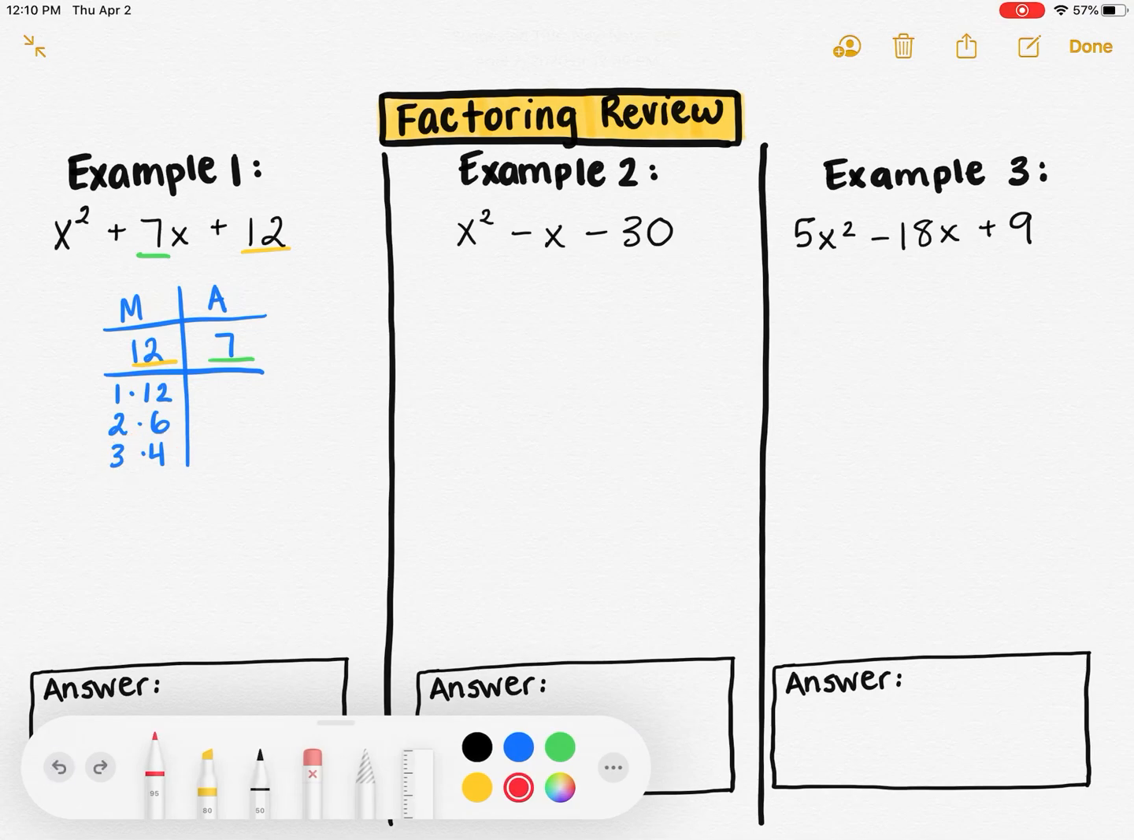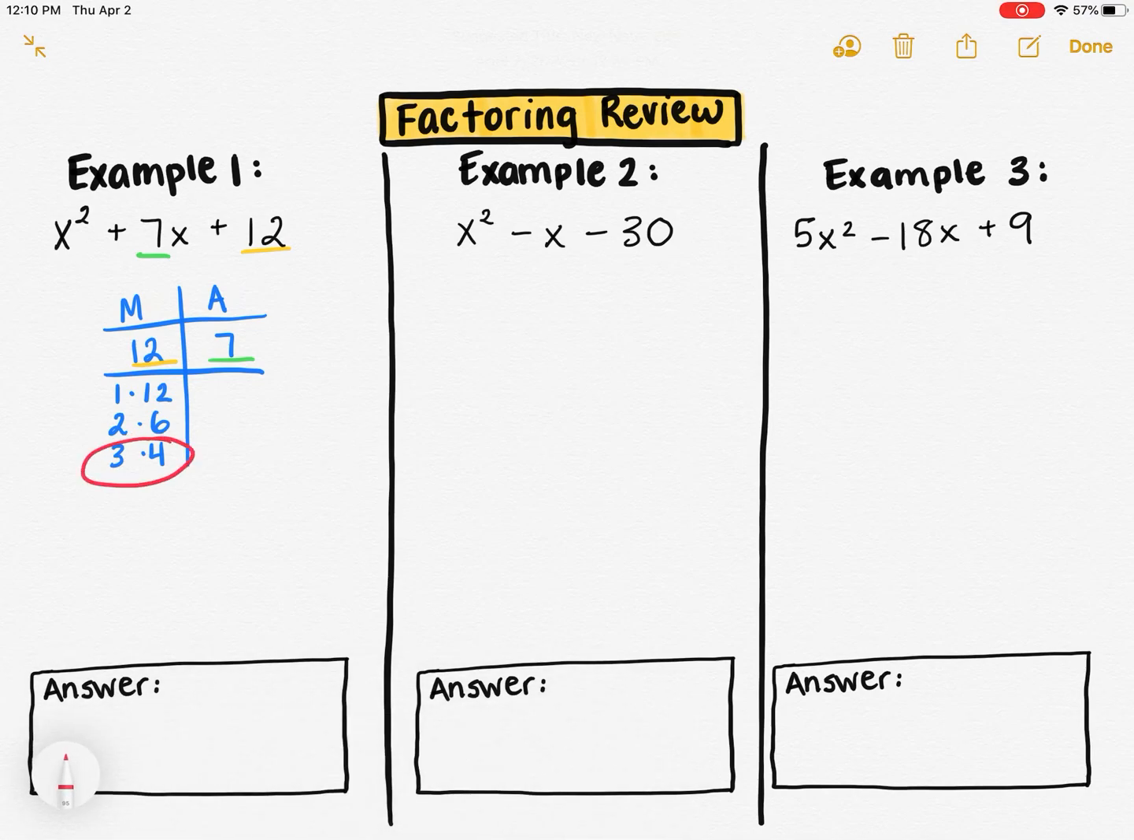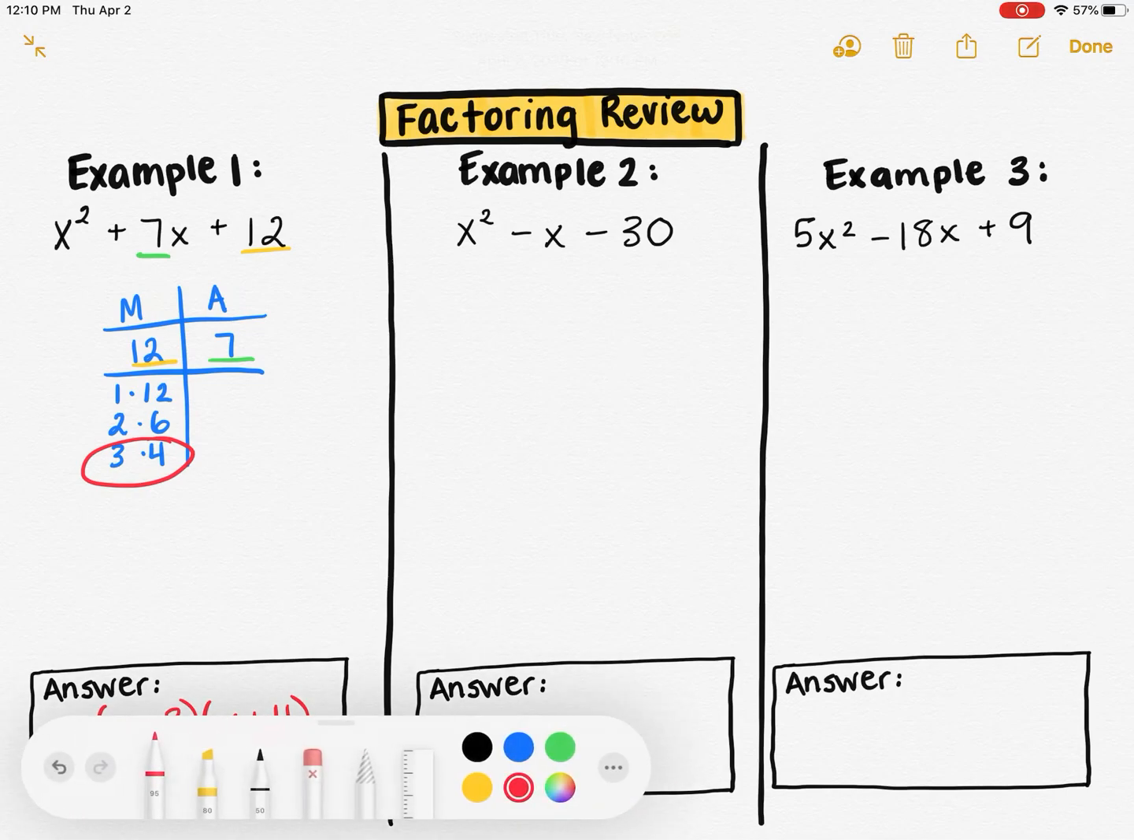So that means my answer is x plus 3 times x plus 4. So when we factor, we always put the x in front of both parentheses, and then we put the two numbers we found at the end of both sets of parentheses. So x plus 3 and x plus 4. Again, the plus signs come because we know that 3 and 4 have to be positive. All right, let's try another one.